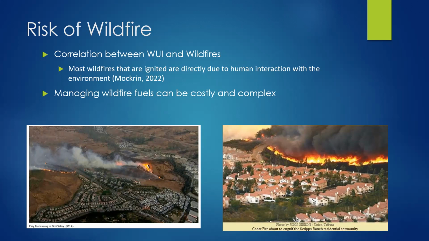Now here I just have 2 quick image examples. Both of them are in California. The one on the right is actually just outside San Diego. And these are just some of the intense wildfires that can occur in these areas. And actually all of the homes in the right-hand image are pretty much about to be engulfed in this wildfire.